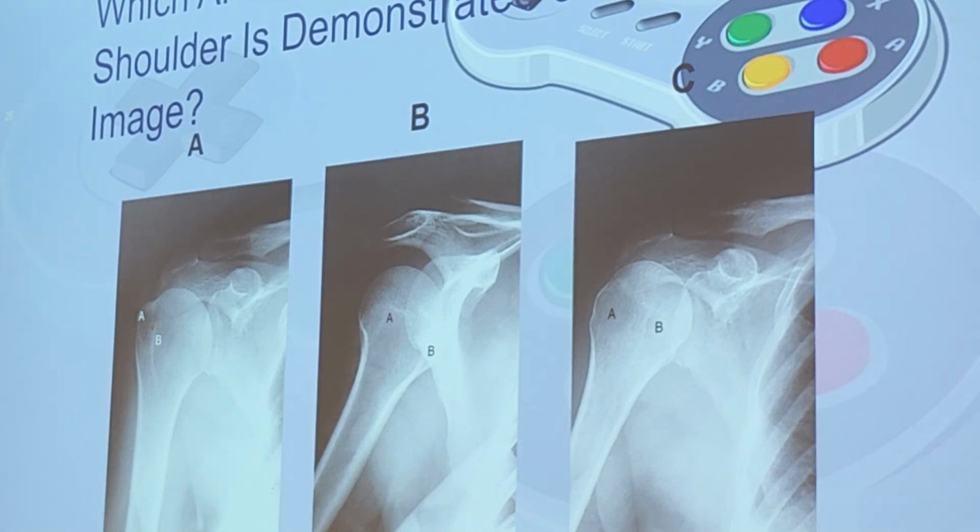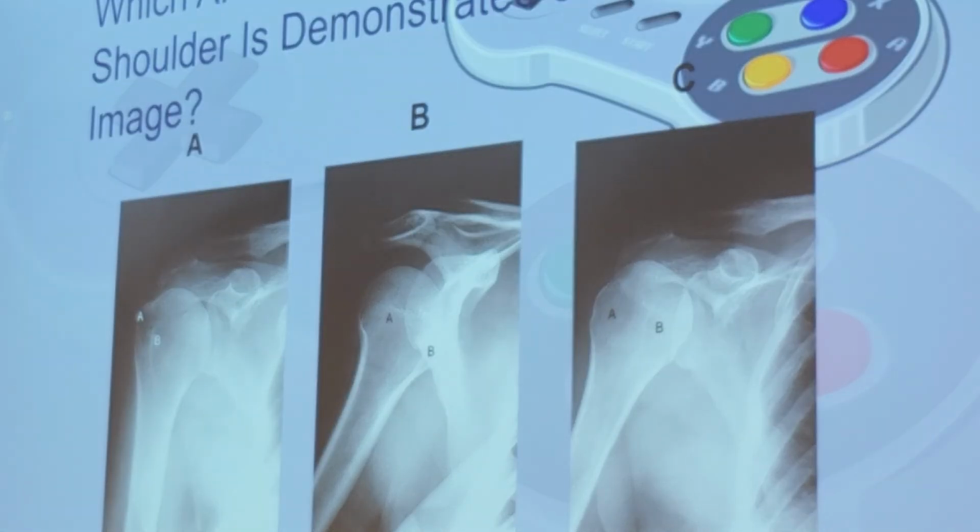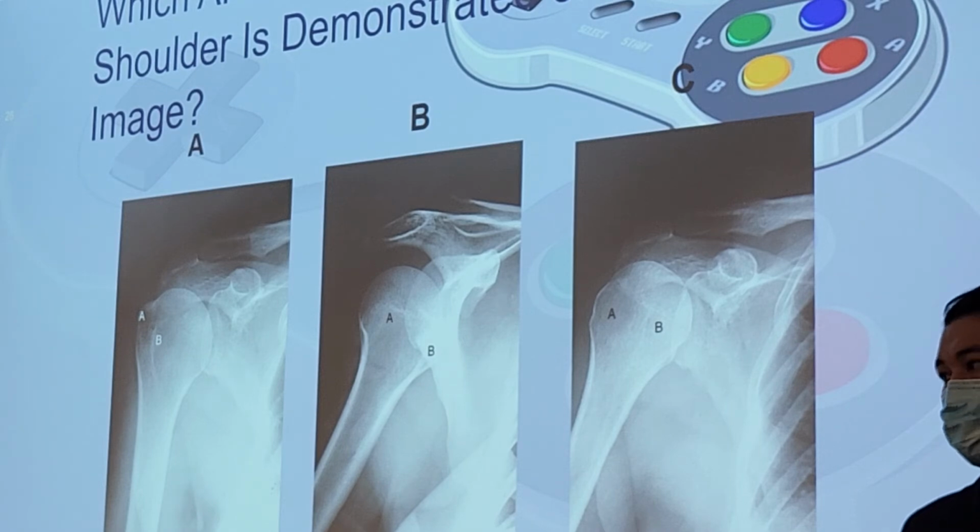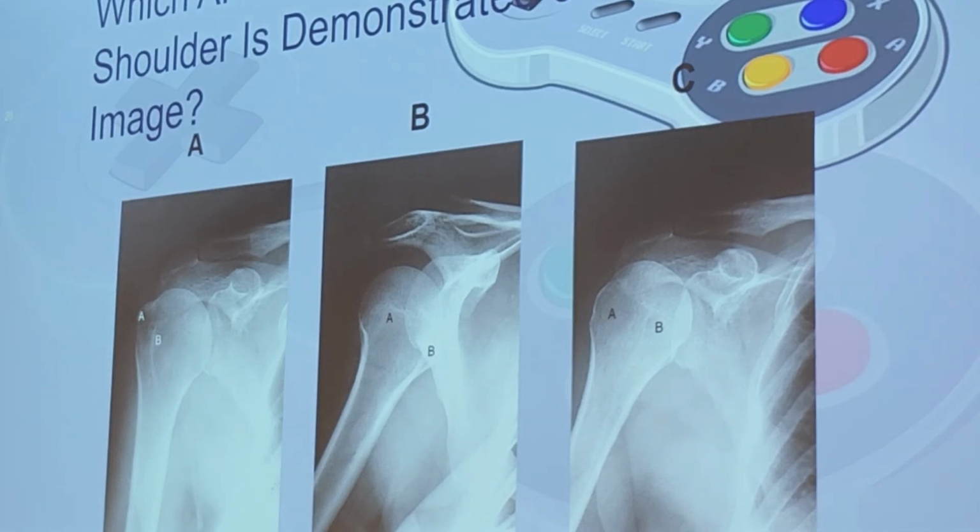So if the lesser tubercle was superimposed, what position would it be? It'd still be external. I'm just wording it differently. So know where each of those pieces of anatomy are.